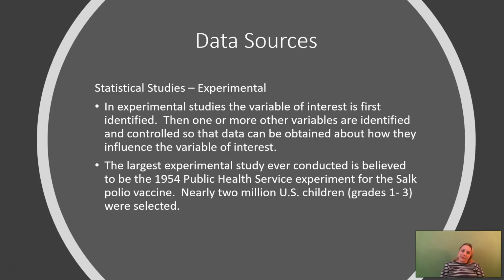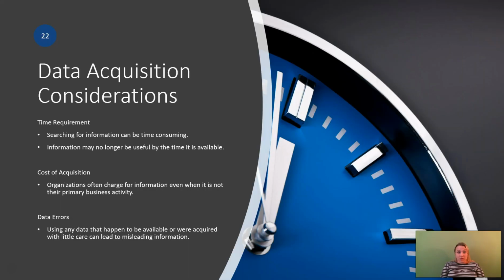But if it's an experimental study, the variable of interest is identified first. And then we collect our variables or data on that so that we can control for certain things and how they influence that variable of interest. The largest experimental study ever conducted is believed to be the 1954 Public Health Service experiment for the polio vaccine. Nearly 2 million U.S. children in grades 1 through 3 were selected for that.